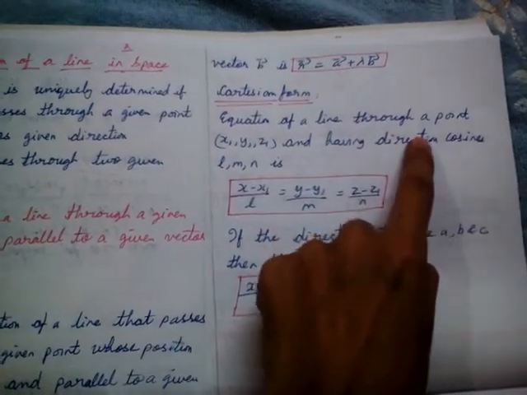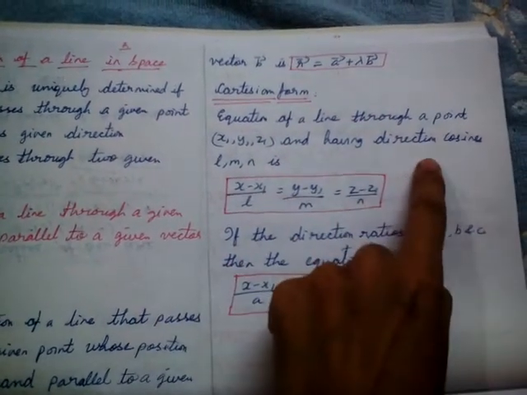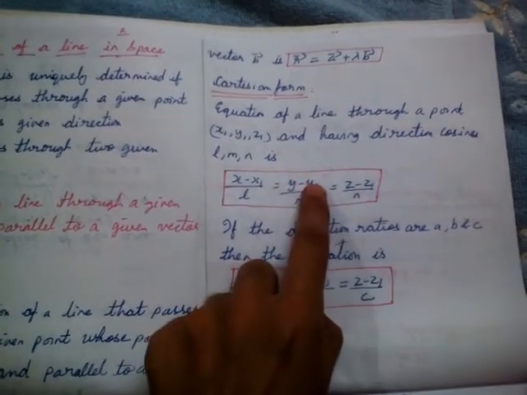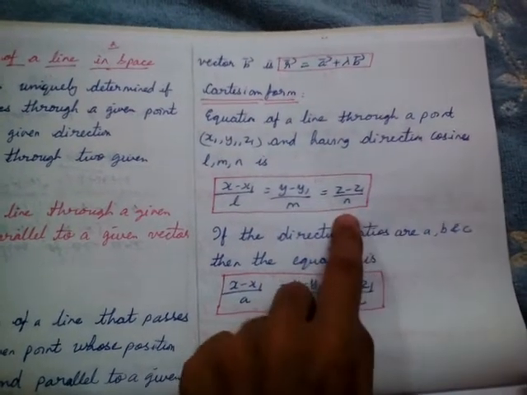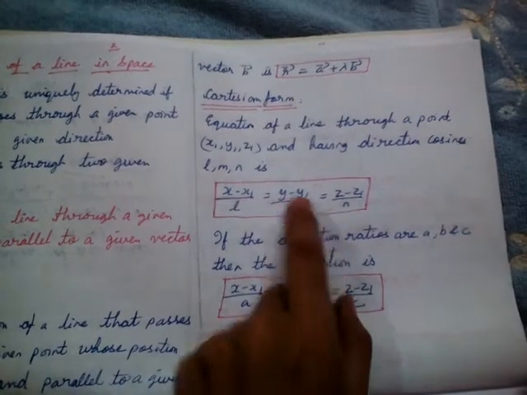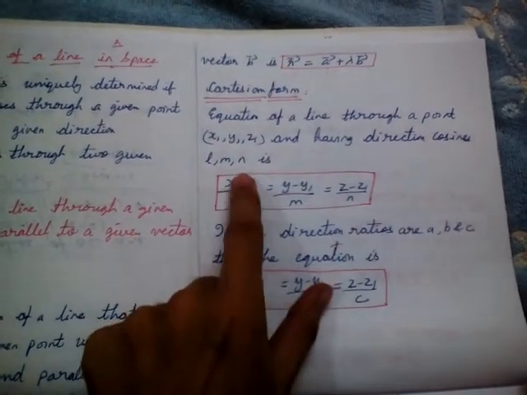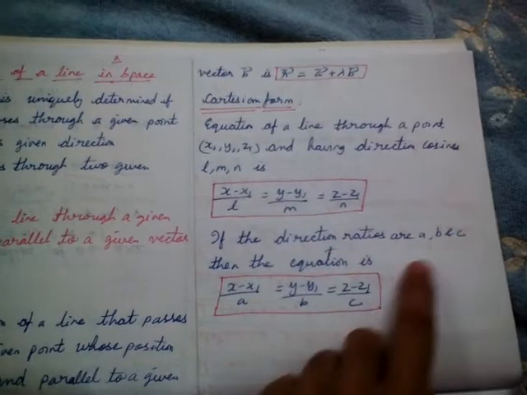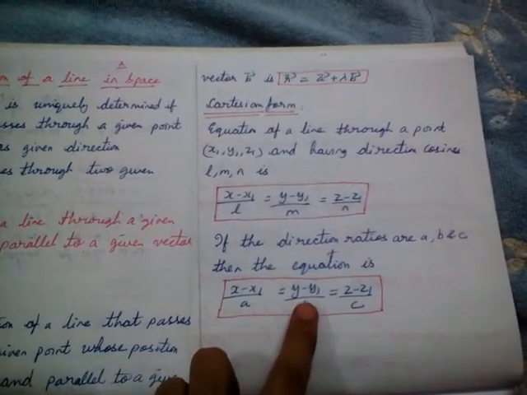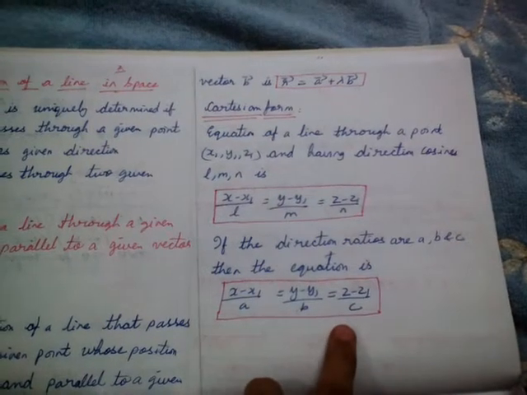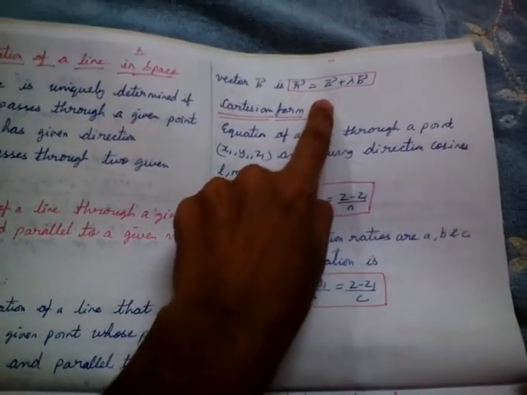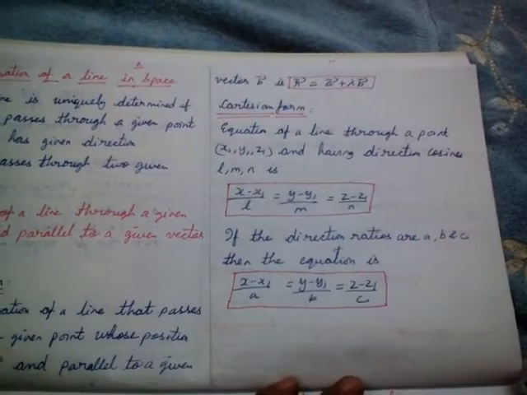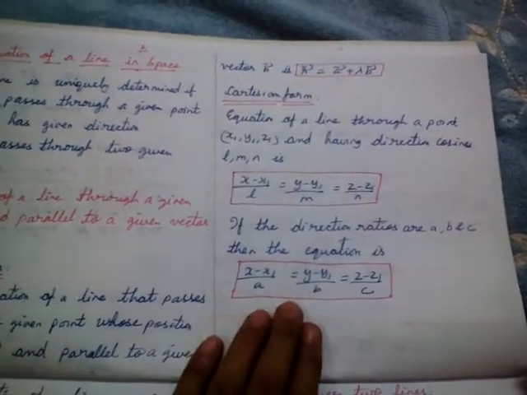Equation of a line through a point x1, y1, z1 and having direction cosines l, m, n is given by (x minus x1) by l is equal to (y minus y1) by m, which is equal to (z minus z1) by n. This is the equation of a line passing through x1, y1, z1 with direction cosines l, m, n. Similarly, if the direction ratios a, b, c are given, then (x minus x1) by a is equal to (y minus y1) by b, which is equal to (z minus z1) by c. So these two are the equations of a line in the vector form and the Cartesian form passing through a point and parallel to another vector.